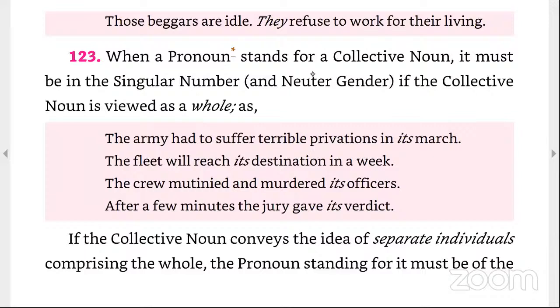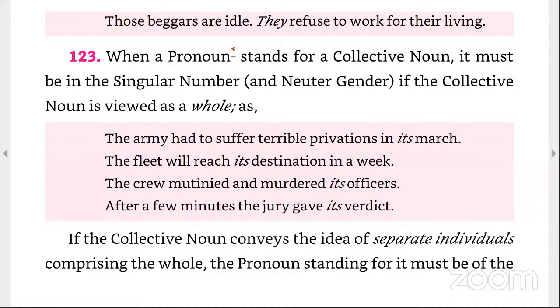When a pronoun stands for a collective noun, it must be in singular number and neuter gender. What is a collective noun? A noun that represents a group of individuals or a group of things, right? For example, the army. The army had to suffer terrible privations in its march.